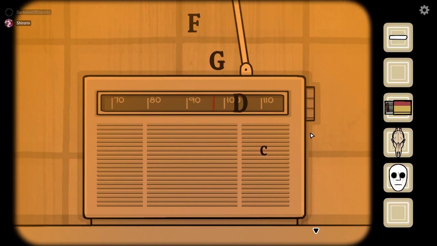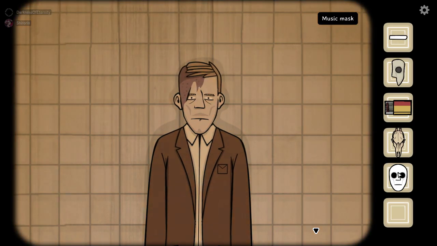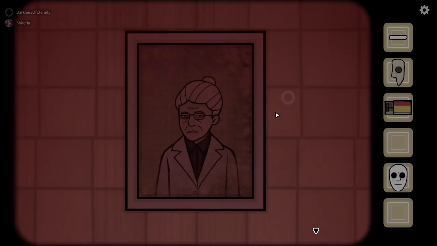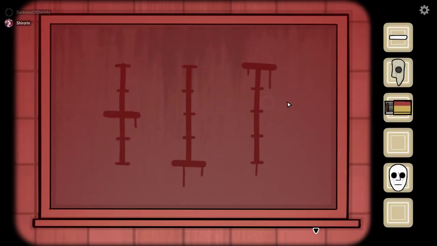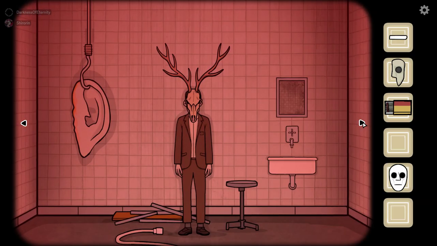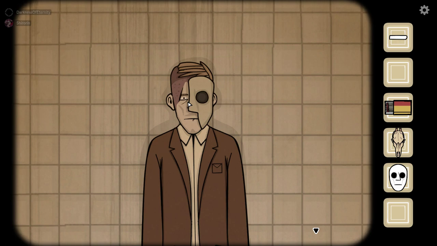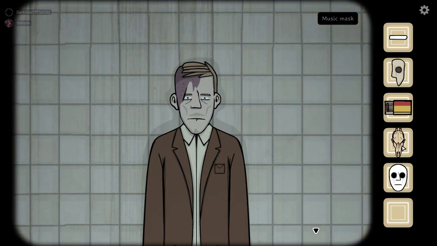Okay. F, G, D, C. Right, another gem. One more. Okay, a slider thing. The first one is in the middle. Okay. The second one is all the way down. The third one is all the way up. Right. Now what? Okay, gem colors. Gem colors? You got all three? I have all three. Okay.